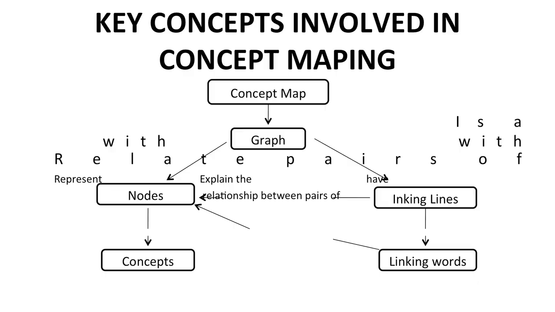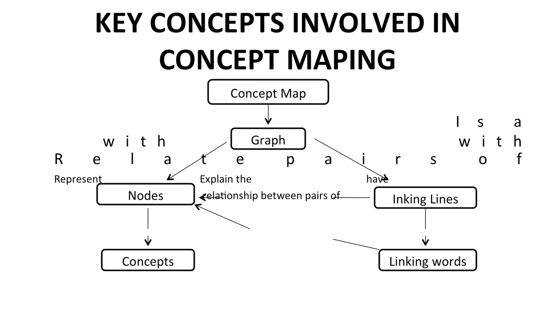And to develop a concept map and to use a concept map, an experienced facilitator is required. Just to summarize, if we have to draw a concept map, we can use circles or rectangles to write the main concept, like we have written here: concept map, graph, nodes, concept, linking lines, and linking words. These are linked with various lines, like with, related pair, explain relationship.